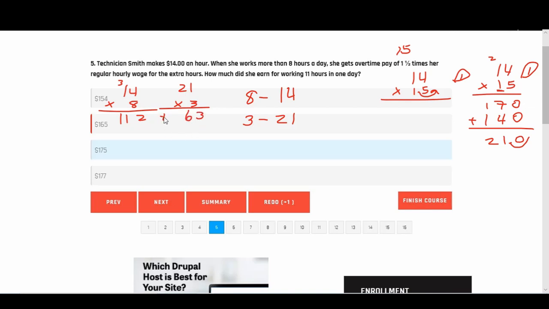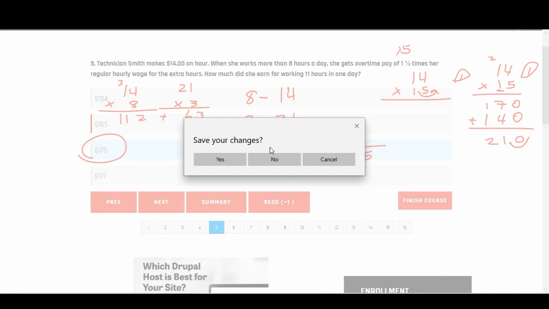Let's go ahead and add these two together. So we have 112 plus 63. 3 plus 2 is 5. 1 plus 6 is 7. And nothing plus 1 is just 1. So we can see that for her 11-hour workday, including her overtime rate of pay, she would make $175. Okay, so that's that one.